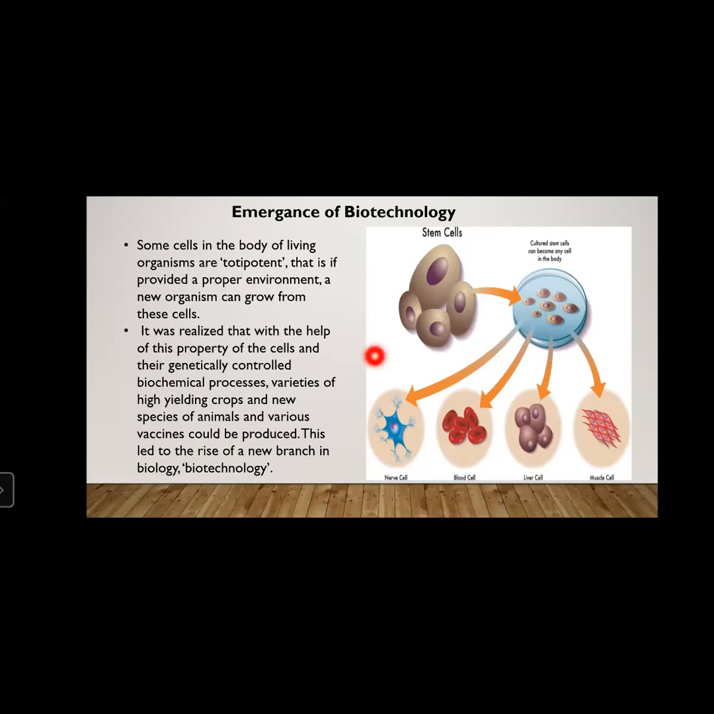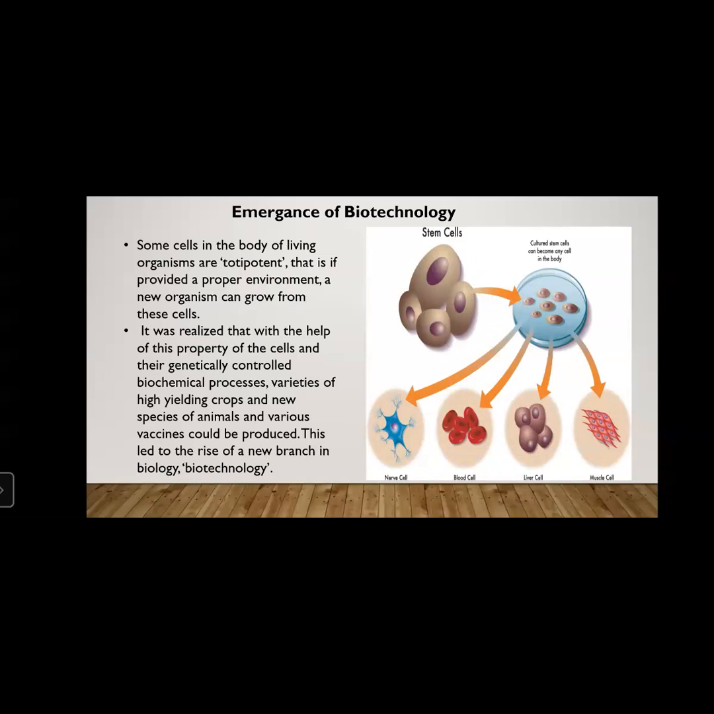I hope you all have understood what is totipotent. The cells which are capable of dividing and differentiating into different cell types. One single cell, that is stem cell, capable of forming nerve cell, blood cell, liver cell, muscle cell. We all know that life begins with a single cell. After the process of fertilization, the single cell keeps on dividing and dividing, redividing, and forming the entire body of the organism with all the organs in it.